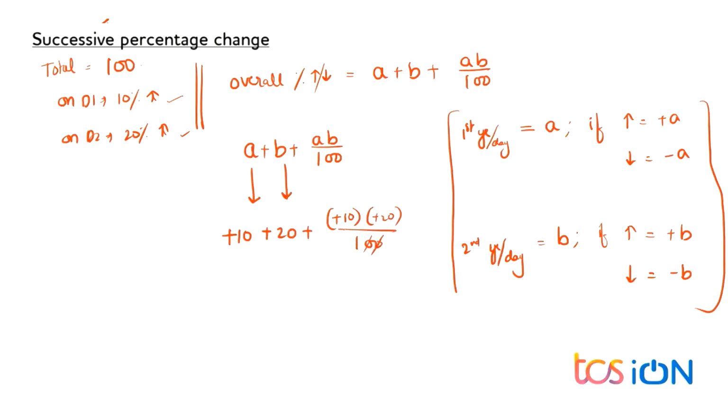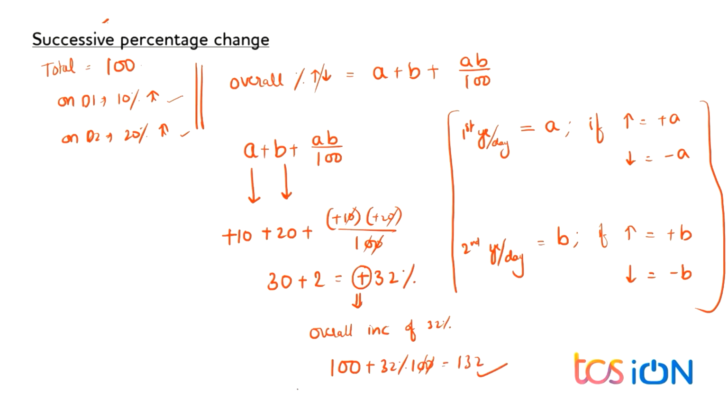Now 2 zeros get cancelled, and 10 plus 20, if I'm not wrong, is 30. 30 plus 2 into 1, 2, and that gives me a plus value of 32%. Plus refers to increment. So overall, there is an increment of 32%. Right, everybody? So initially 100 plus 32% of 100 will give me 132 as my answer. Or overall percentage, initially 100 plus 32, gives me 132% of 100. That quickly gives me 132 as my answer.